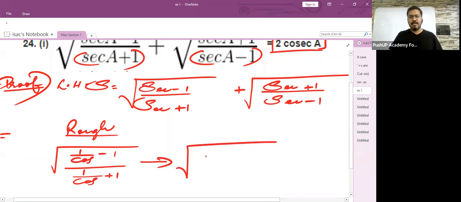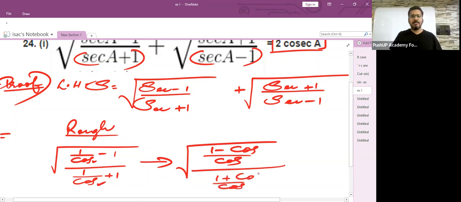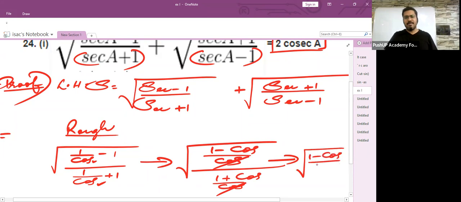Once you write this, what is going to happen in the next step? 1 upon cos minus 1, cos will become the LCM. Numerator will become what? 1 minus cos. Whole divided by, again, this cos will become the LCM, and the numerator will become 1 plus cos. In the next step cos and cos will get eliminated. Eventually, you're getting 1 minus cos upon 1 plus cos.